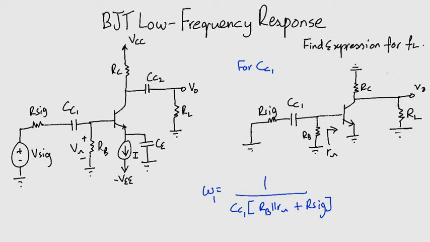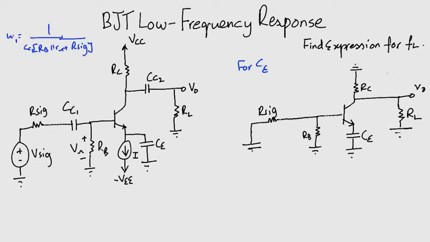Now let's do the same for CE. Notice that we are performing the small signal analysis directly on the circuit. This is a good practice and saves a lot of time. Now for CE, you can see that the capacitance is in series with the emitter terminal. So we are going to be employing the T model.